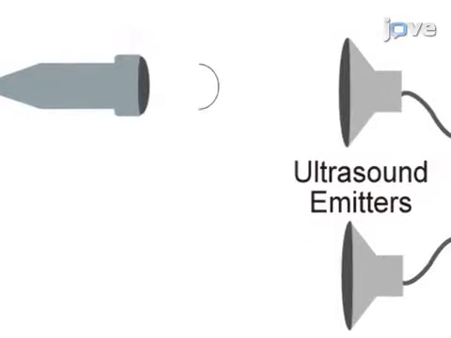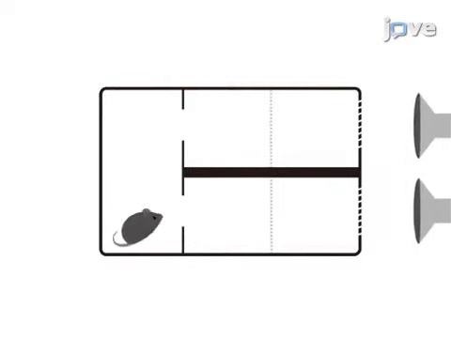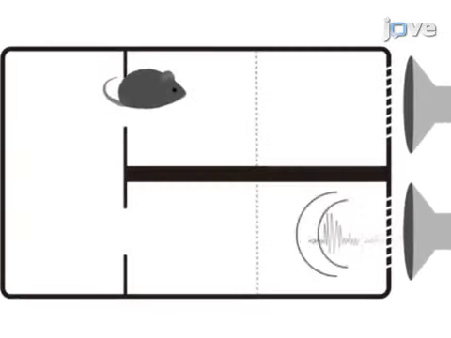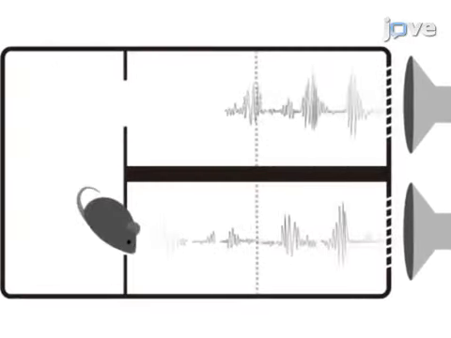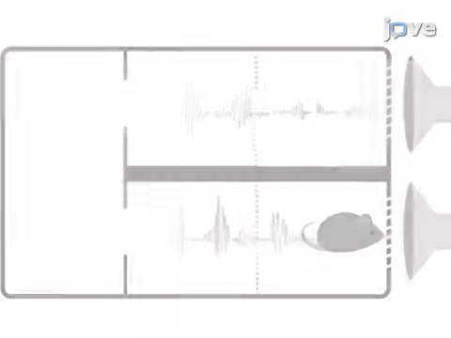Next, the ultrasound emitters are calibrated and the USV volume is adjusted using the attenuator and amplifiers. The final step is to introduce the subject mouse into the test box and start playing the two sound files simultaneously. Ultimately, behavioral monitoring can reveal if the mouse shows a preference for one sound over the other.